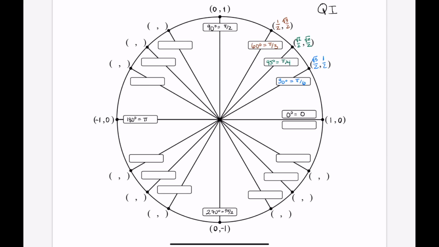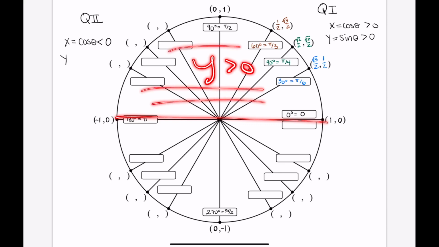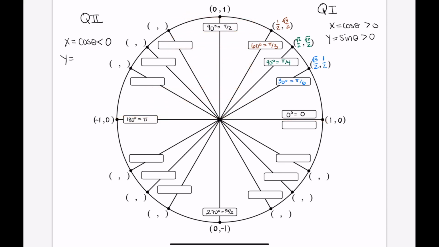This is quadrant 1, and in quadrant 1, x values, which are cosine of our angle, are greater than 0. Y values, which again can be represented as sine of an angle, are greater than 0. We move in a counterclockwise direction, so this is quadrant 2. And here in quadrant 2, x values are negative, so all cosines of angles here are less than 0. But the y values are still above the x-axis, and y is positive all up here in this section. So y, which is sine of an angle, is greater than 0.